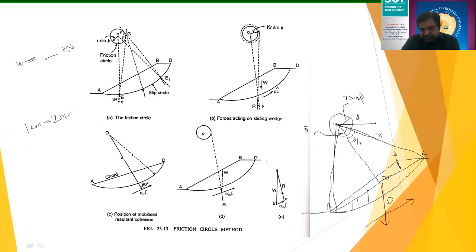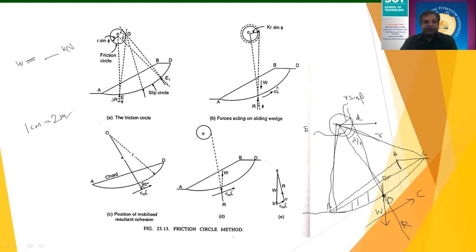So these two lines are parallel. This will be the component of C. Now at this point, I'm going to join a line which is tangential to your friction circle and which passes through this particular point. So this is your reaction R. So you will have these three triangle sides. One is C, which is a cohesion, which is acting in this direction. Then the W, and you will have the reaction R.